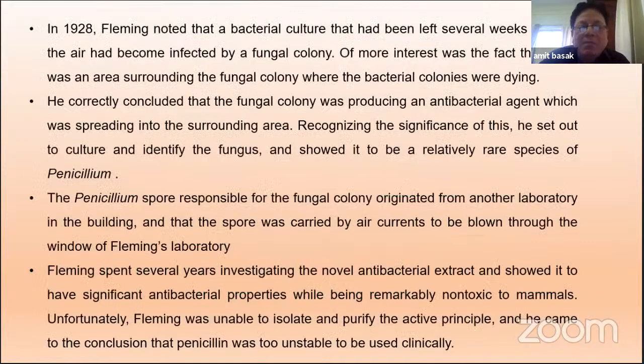Fleming tried many times. He was a microbiologist. He tried to isolate penicillin, but the penicillin molecule is very sensitive, very unstable, so he could not isolate it. Within 3 years, he lost interest in penicillin, and he published only 2 papers. Then he started working on his lysozyme, which I told you about earlier.